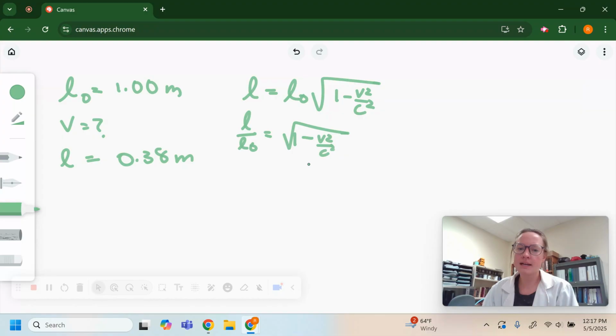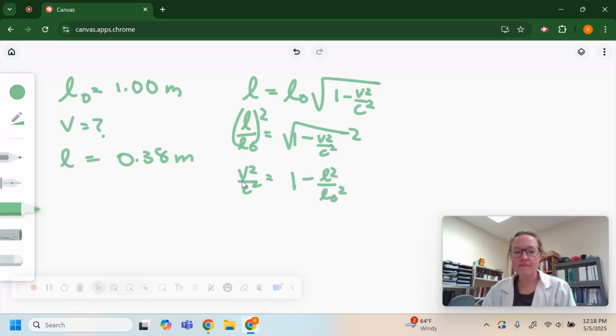My next move, if I'm trying to get that V squared by itself, I'm going to get rid of that square root, so I'm going to square both sides. When I square both sides, then my square root goes away. Now I want to get that V squared over C squared by itself. So what I'm going to do next is move this over to the other side and move the V squared over C squared over to the other side as well. So I get V squared over C squared is equal to 1 minus L squared over L naught squared.